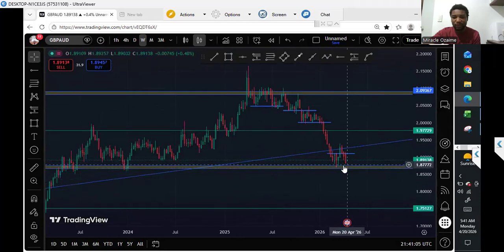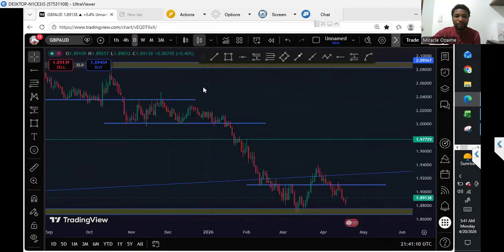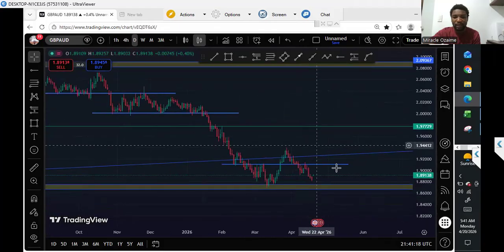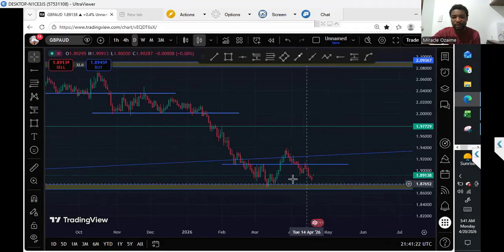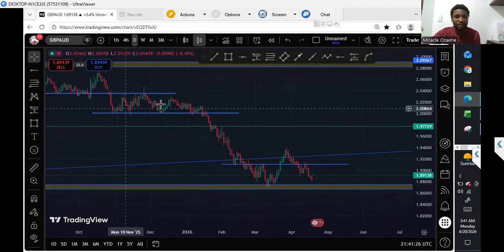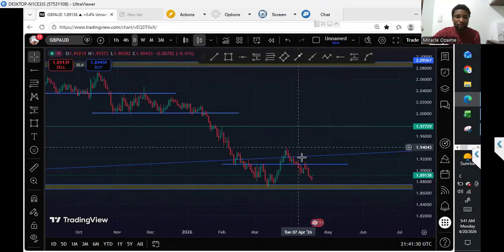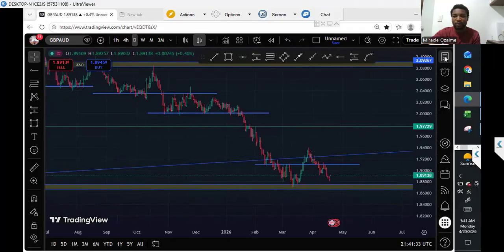Maybe it wants to come out from a base around this area for a continuation to the upside. But before it forms that base, I think GBP AUD will still push towards this region before the continuation to the downside. So that's my thought on GBP AUD. Yes, maybe it's going to push towards this area like this again, then form a proper base just like this, a lot of base properly for continuation to the upside. That's my thought on GBP AUD.